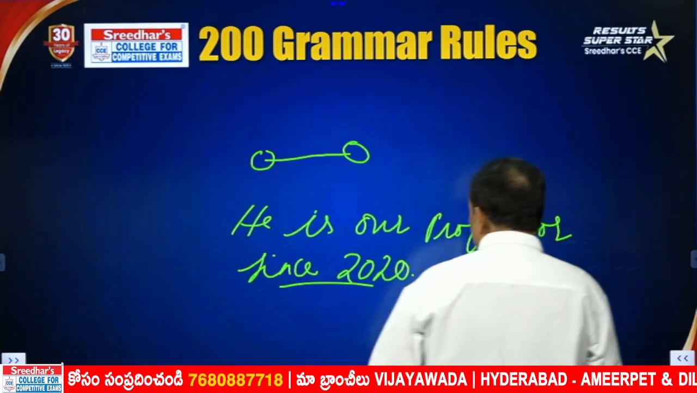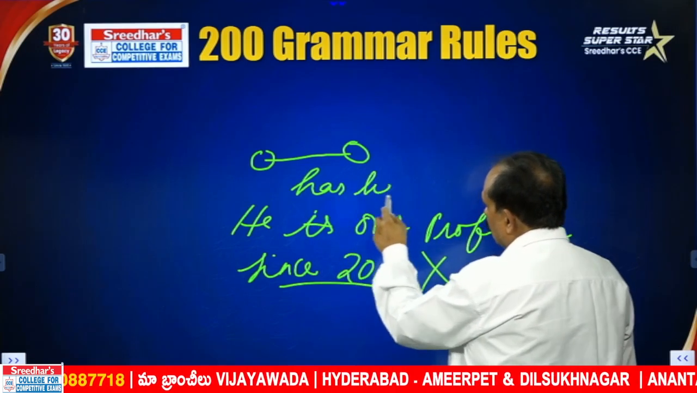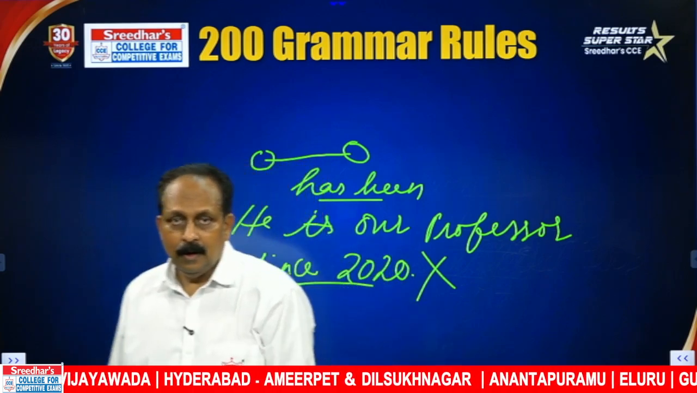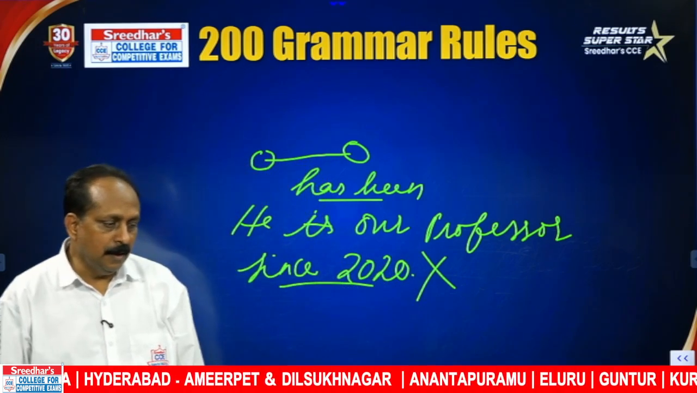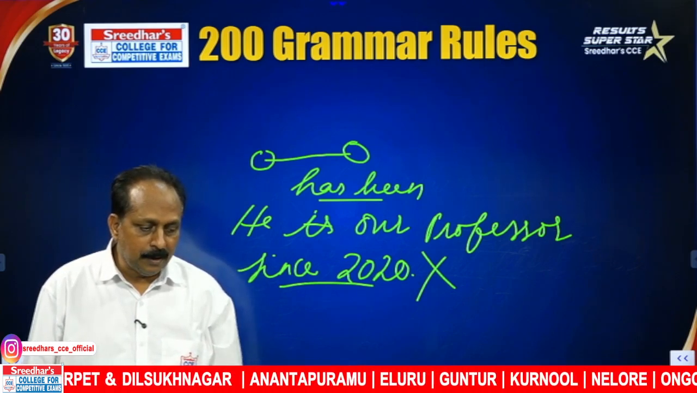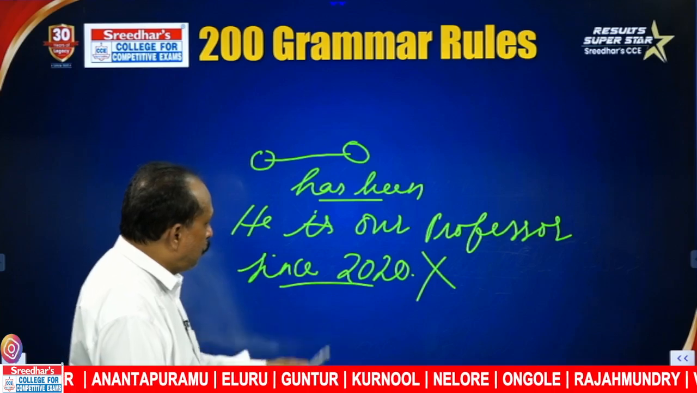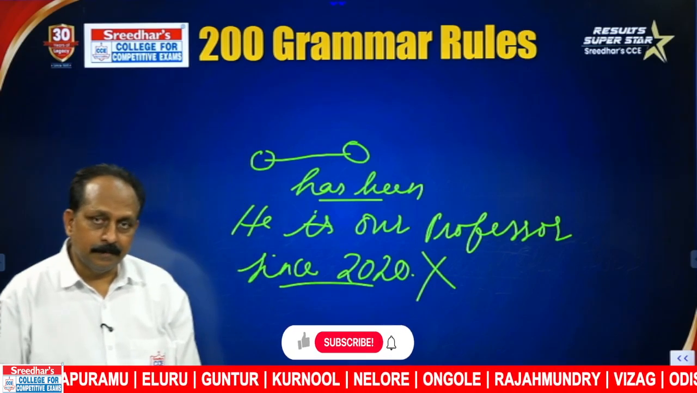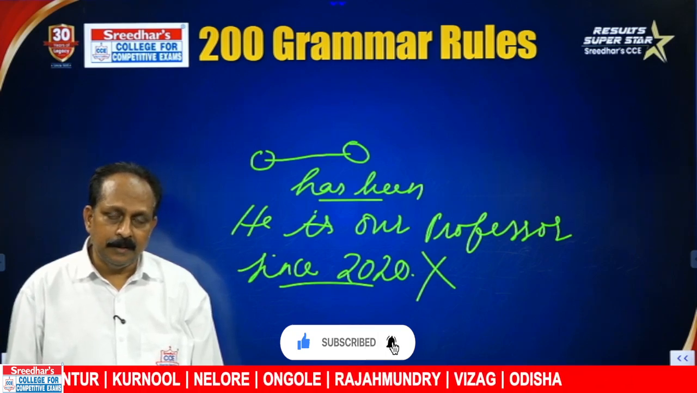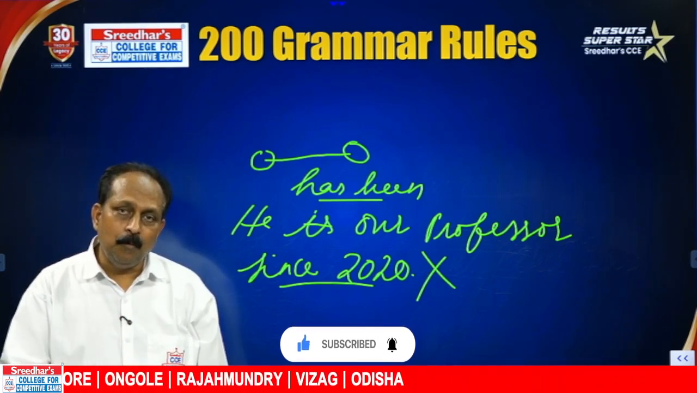What is the correct sentence here? He has been our professor since 2020. He has been our professor for 5 years. This is something very important they have given in many exams. This is the second use of present perfect tense. Present perfect, quite often they ask in exams. In the exams, quite often they touch present perfect, either active voice or passive voice.